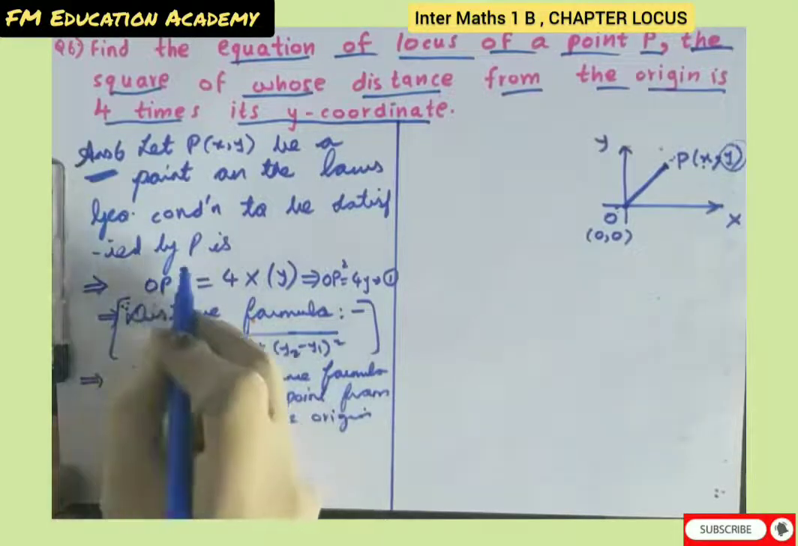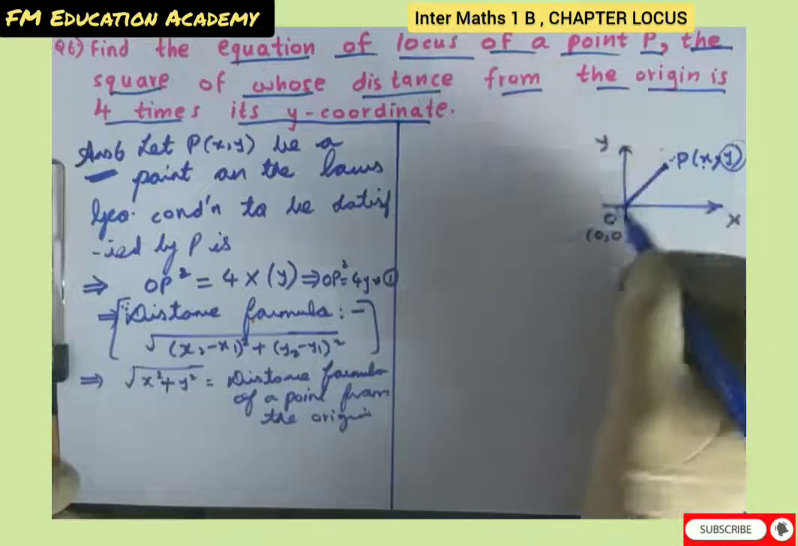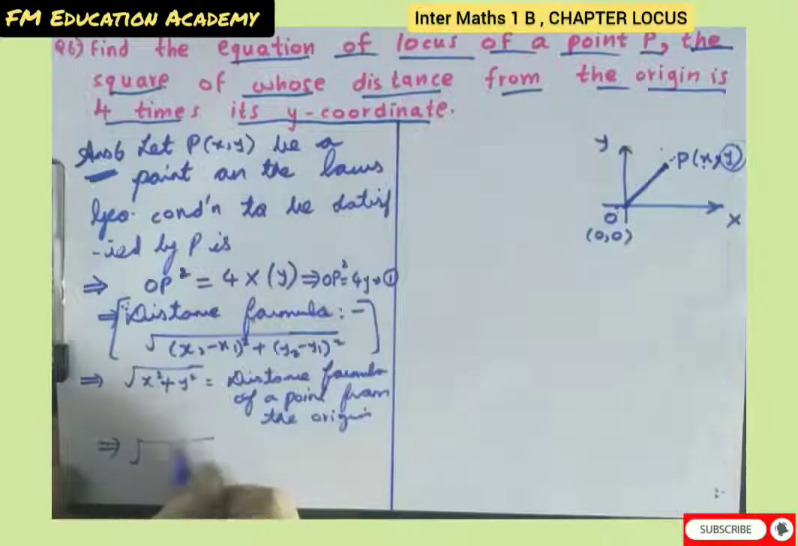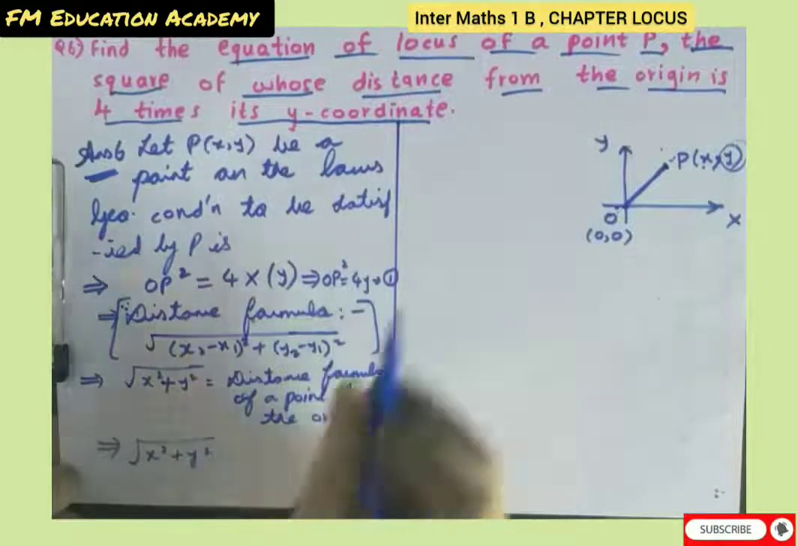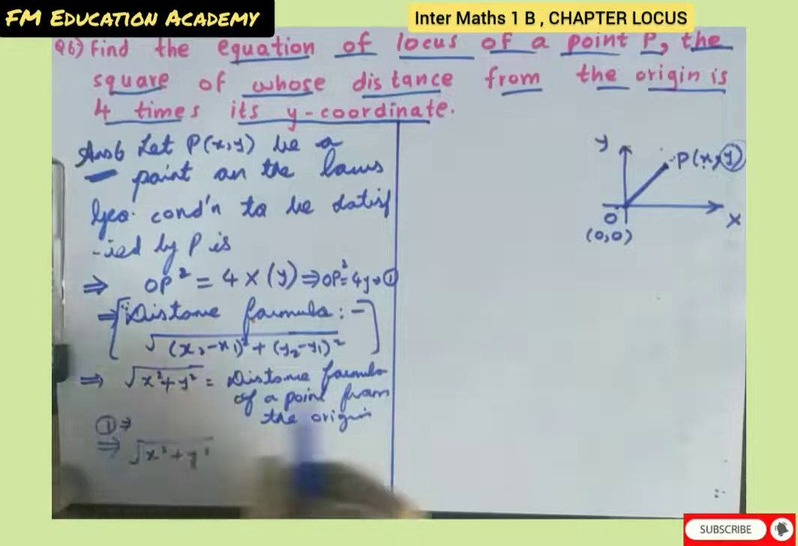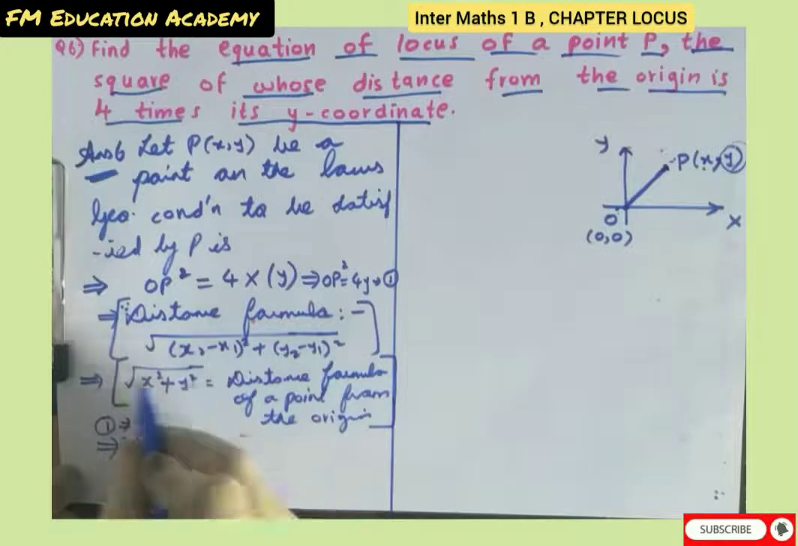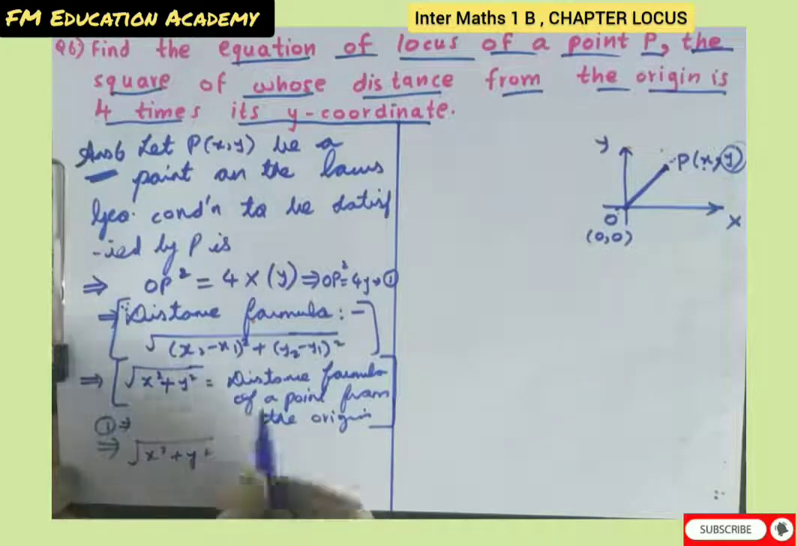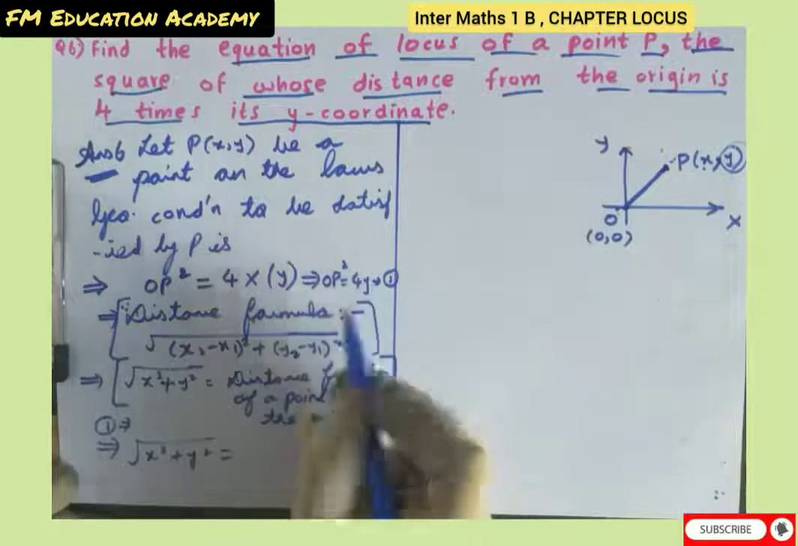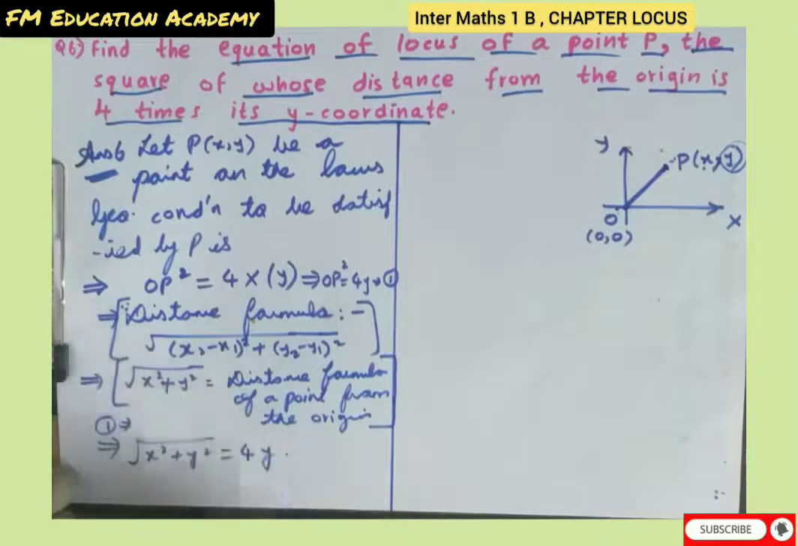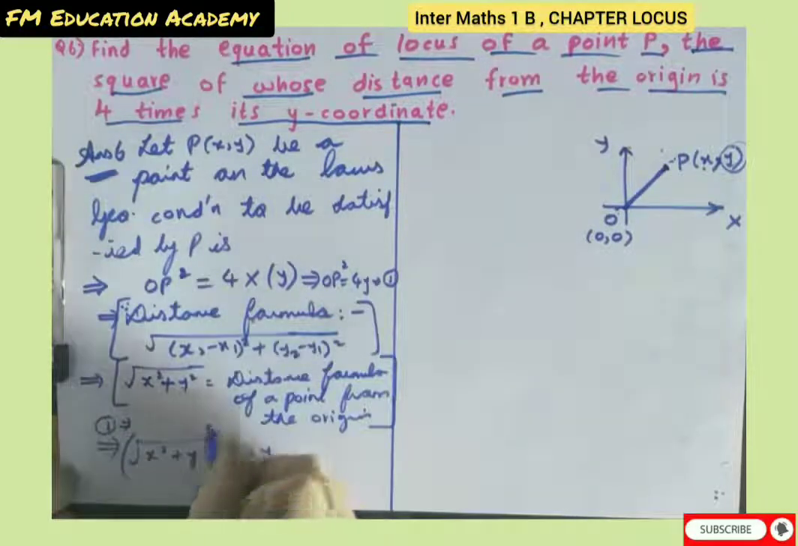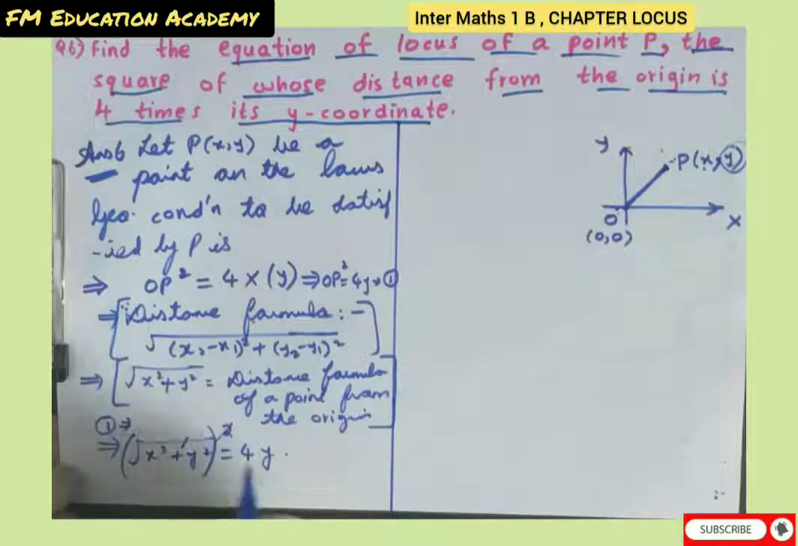So directly in place of OP square, because this is the distance of the point from the origin, we'll take root x square plus y square in equation 1. Equation 1 implies this whole thing is in a bracket because it is also a formula. So we are using this formula here, is equal to 4 times its y coordinate, meaning 4y, and it is telling square, right? So square. Now it's already squared, so root and square will get cancelled. We don't need to square on this side.